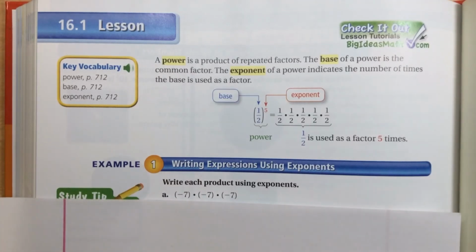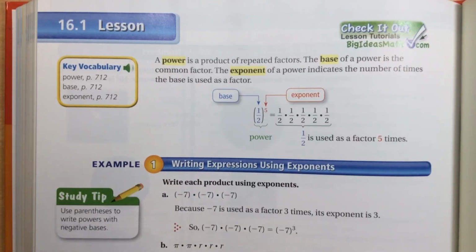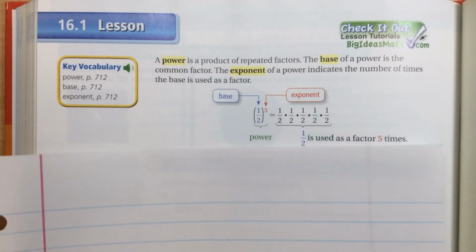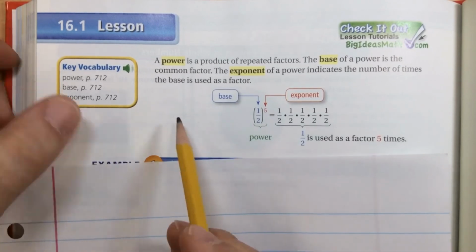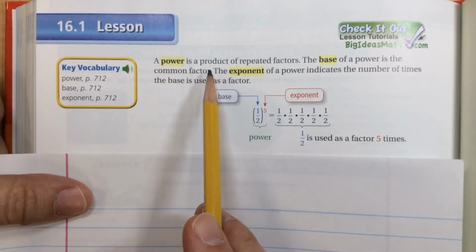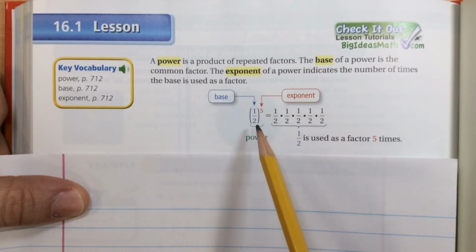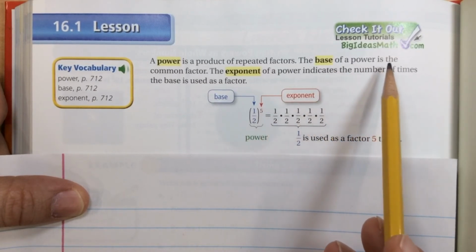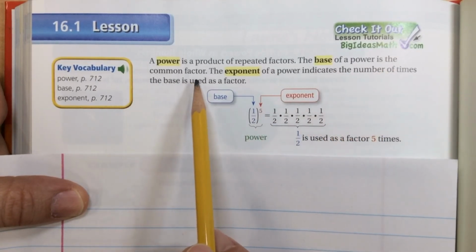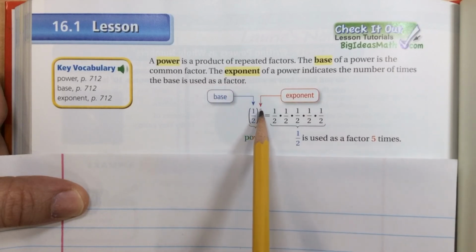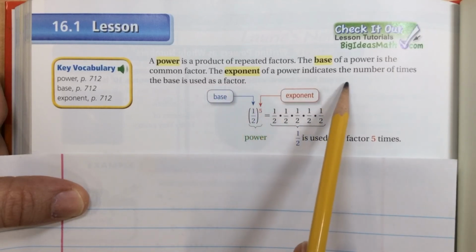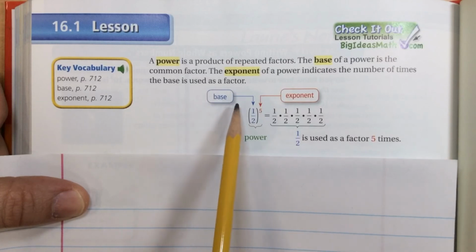Okay, this is a lesson for chapter 16.1, or lesson 16.1, and we're just talking about exponents here. So this should hopefully be a review for you guys. A power is a product of repeated factors. The base, that's the big number, not the exponent, of a power is the common factor. The exponent, the little number, of a power indicates the number of times the base is used as a factor.